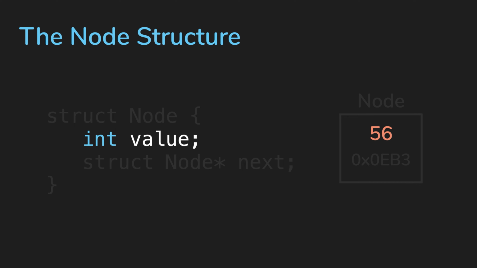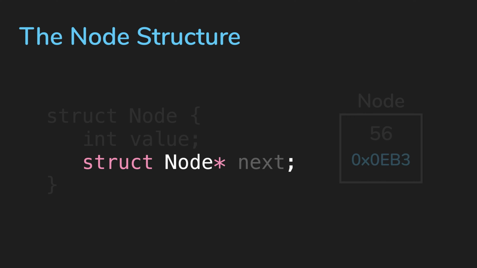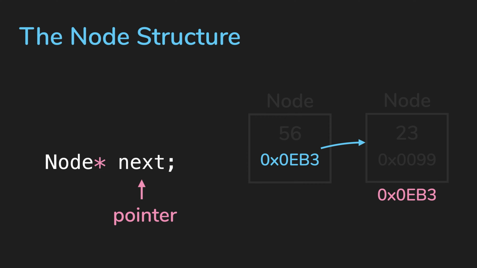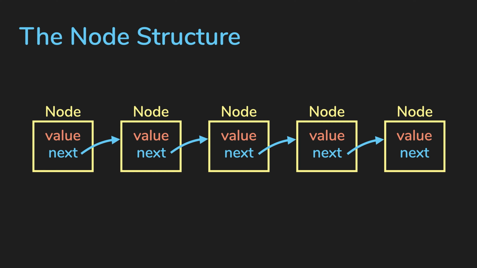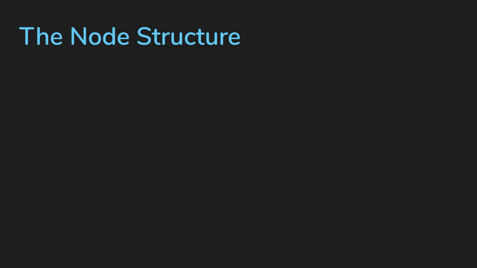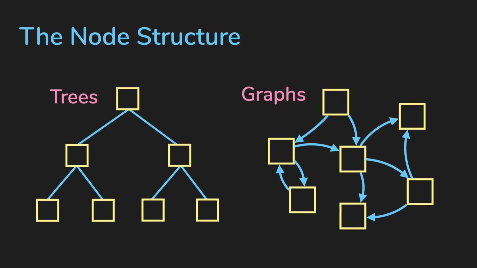So our node structure contains one attribute called value, which is an integer in this case. The next attribute is a pointer to another node structure named next. The asterisk next to the node word means that it's a pointer. Hence, from what we said before, each node contains a value, where we can store valuable information, and a pointer named next, which points to the next node in the sequence. Understanding nodes is quite important because we will be using them to make trees and graphs.